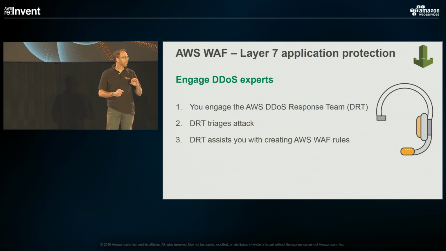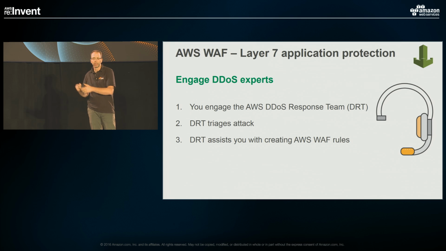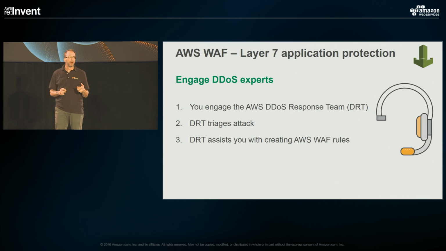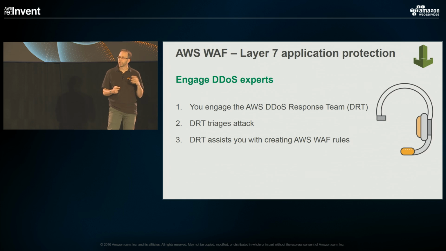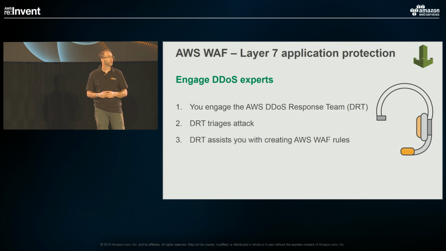Your other option, and this applies especially in the event of an attack where you're trying to diagnose things, figure out what's going on, and apply rules to mitigate these application layer attacks, is to engage our DDoS response team. In the documentation, we describe how to create a ticket that will escalate along the right pathways very quickly. The DDoS response team will engage with you, they'll triage the attack, and then they will assist you in creating the appropriate WAF rules to mitigate.